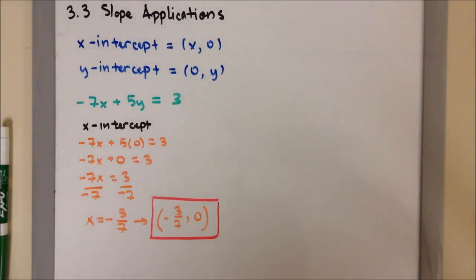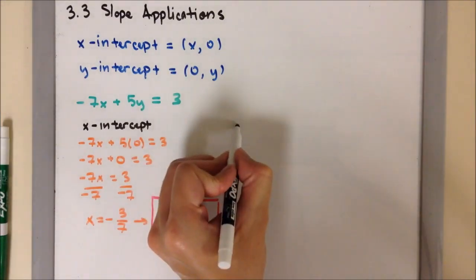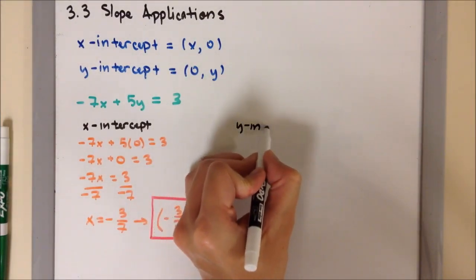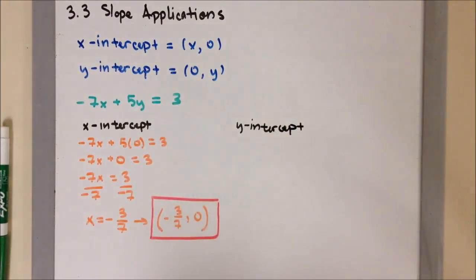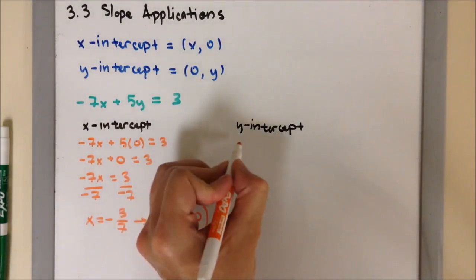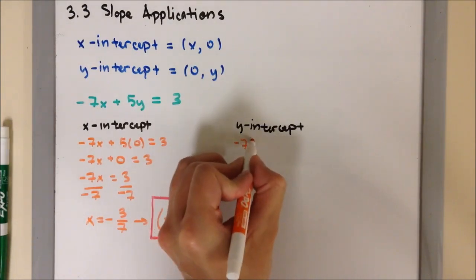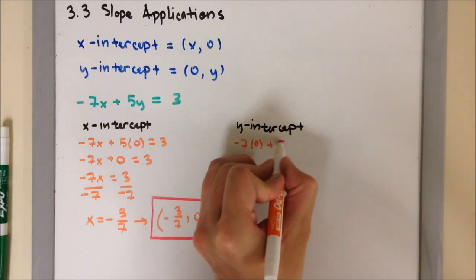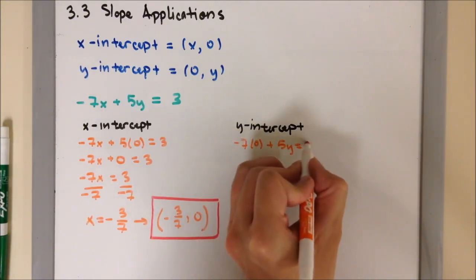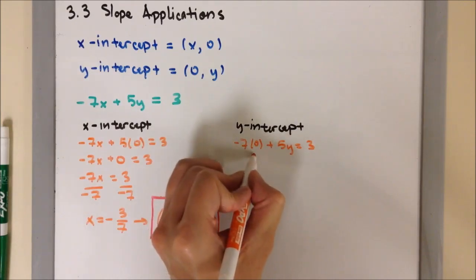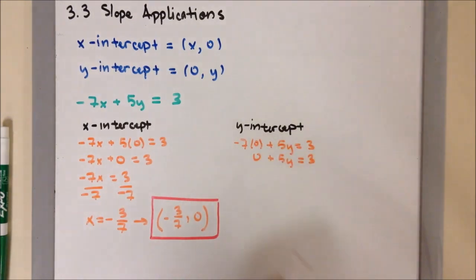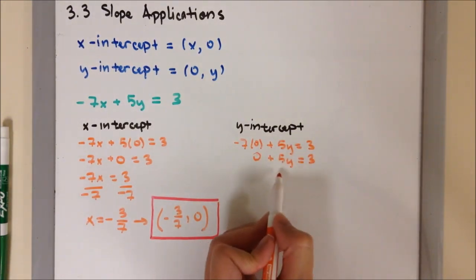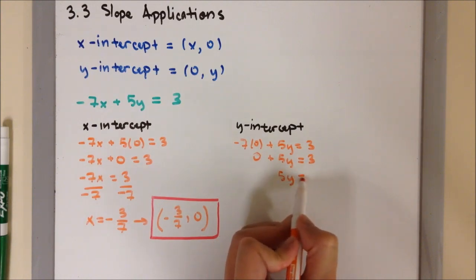Next, we're going to do the y-intercept. And remember, for the y-intercept, my x value is always 0. So I'm going to plug in 0 for x. So it's going to be negative 7 times 0 plus 5y equals 3. So negative 7 times 0 will be 0. And now we're at plus 5y equals 3. 0 plus 5y will simply be 5y, and then equal to 3.